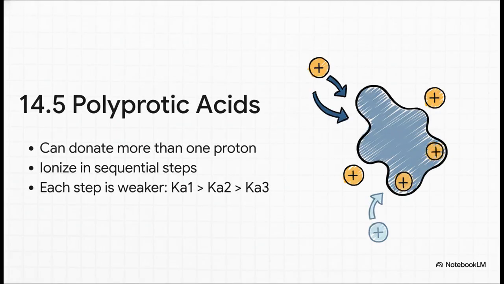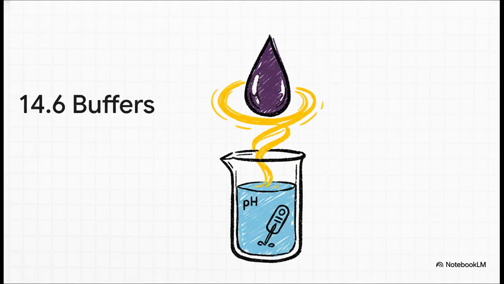Then we've got 14.5, which is all about polyprotic acids. These are the acids that have more than one proton to give away. The big idea here is that they don't lose them all at once. It's a step-by-step process, and each step is harder than the last, which means each ionization is weaker than the one before it.